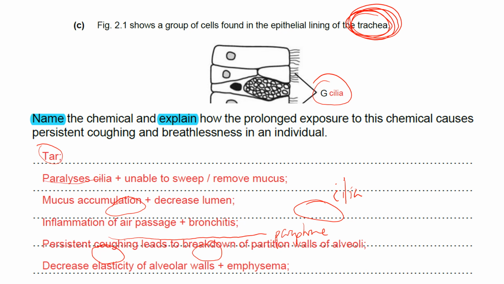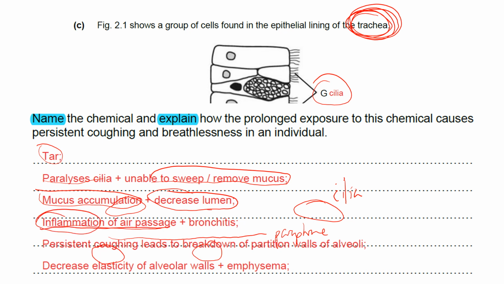Tar paralyzes cilia so that the cilia cannot function. And this is the function of the cilia. Okay? Because cilia is unable to remove mucus, the mucus will accumulate and it will decrease the lumen in the air passage. The air passage becomes narrow, which is the decrease in diameter. This decrease in diameter will cause the inflammation of the cells along the air passage. So they will start to be inflamed, and the condition is known as bronchitis.